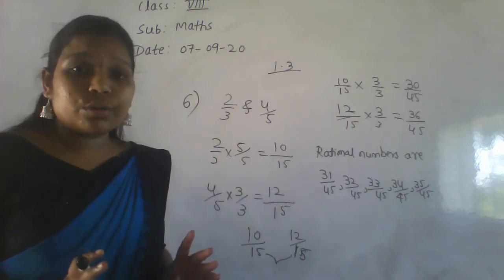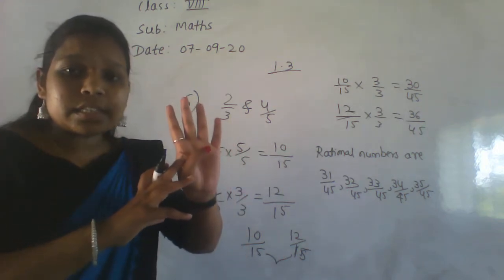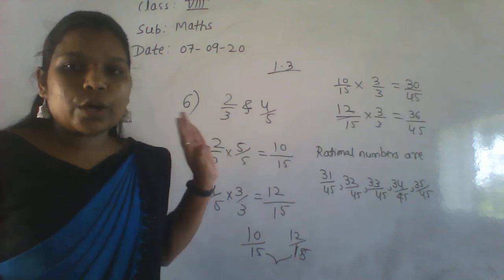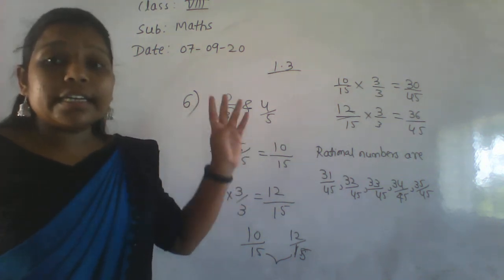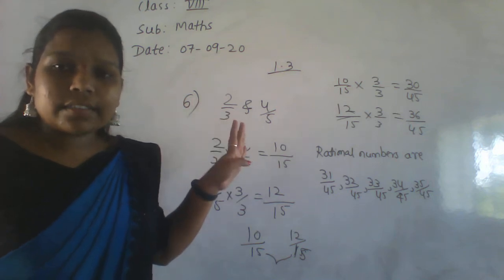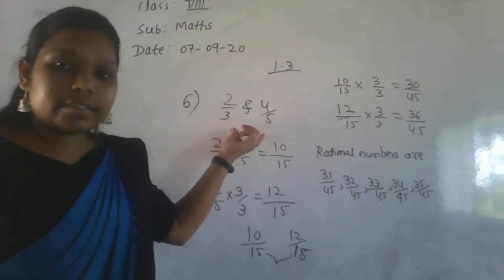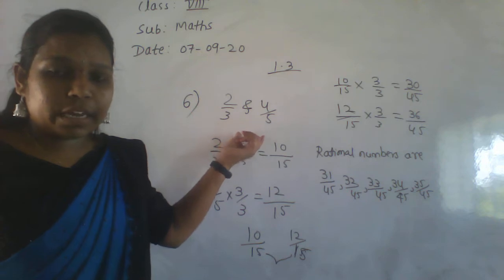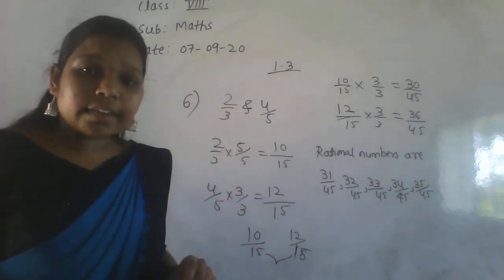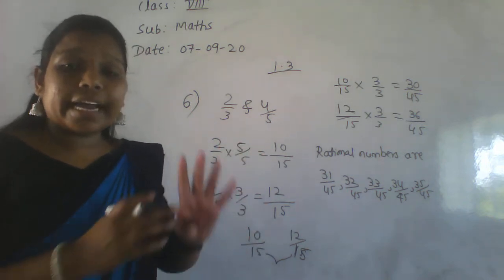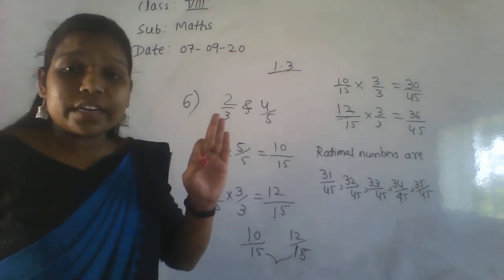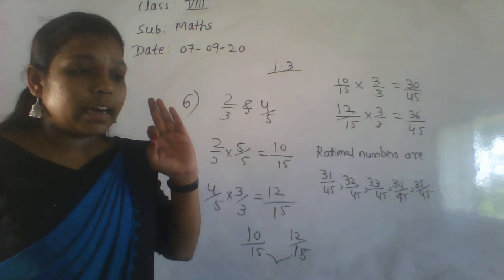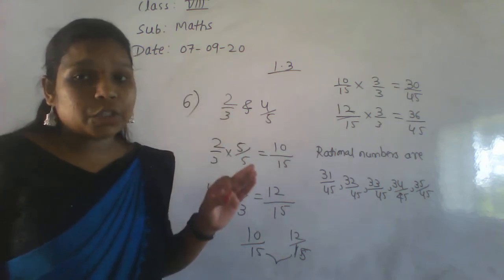First, what do we have to do? The first step is to check the denominator value. If the denominators are the same, then take the difference. Otherwise, make them the same first. After that, take the difference. The second step is to take the difference of the numerators, because it depends on how many rational numbers they want.